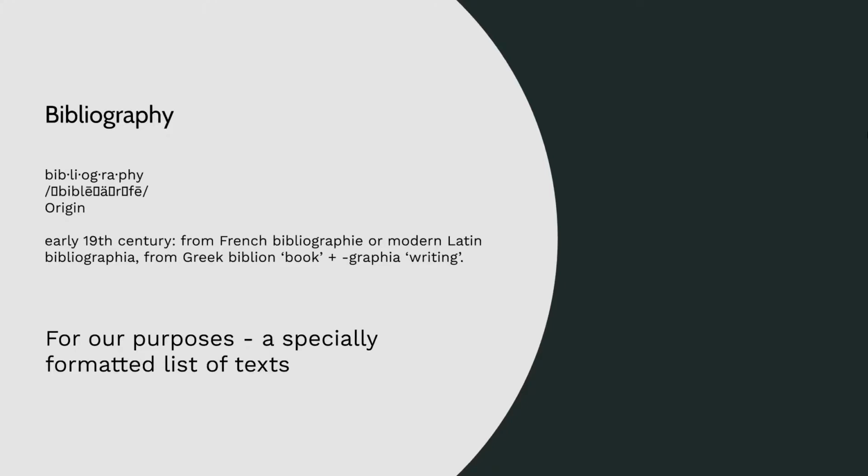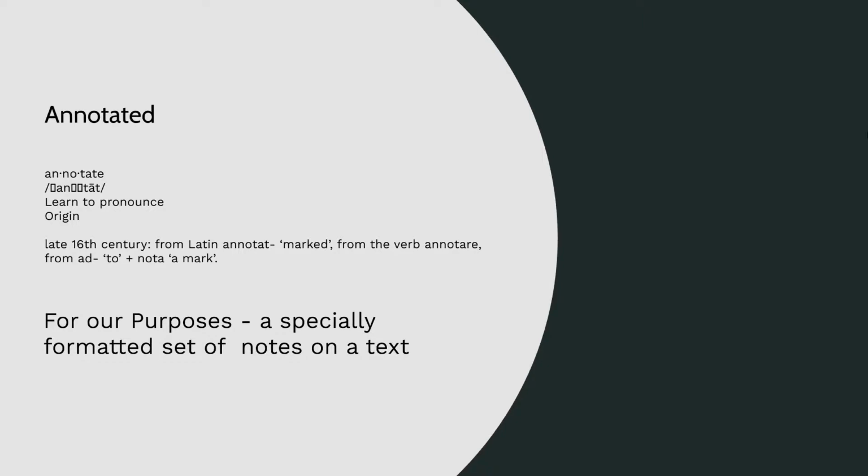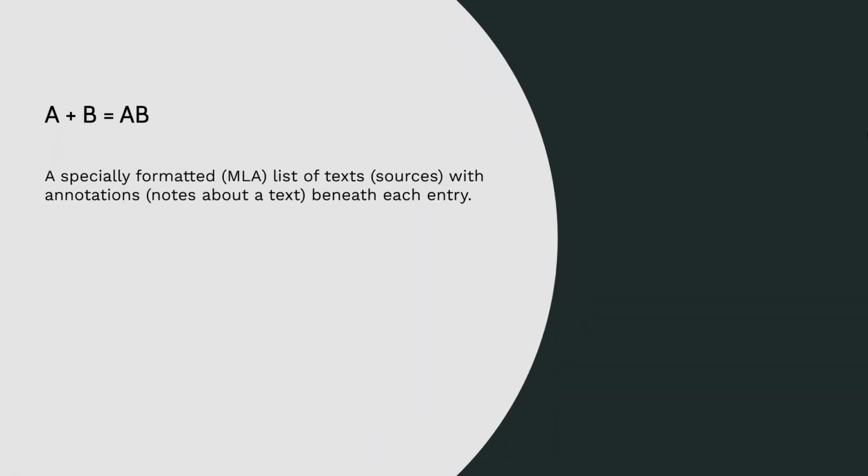The bibliography is, for our purposes, just a specially formatted list of texts that you are looking at. And the annotated part of it is just a way of formatting your notes on that text. If we put A and B together back in the right order, the annotated bibliography is a specially formatted list of texts with annotations beneath each entry. That special format for the citations, the list of texts, is MLA format, and text for us just means sources in general, any source that you find. Annotations are just your notes on that text.